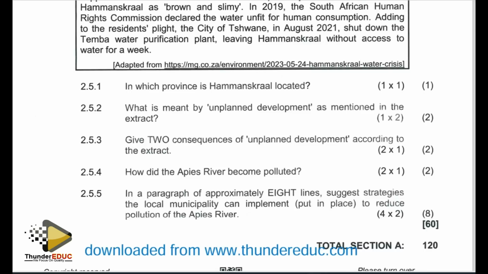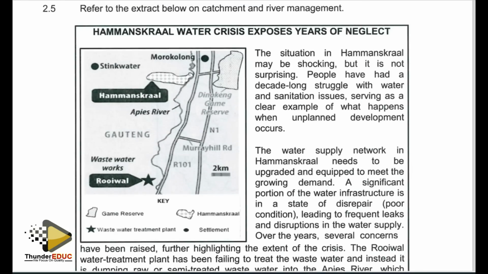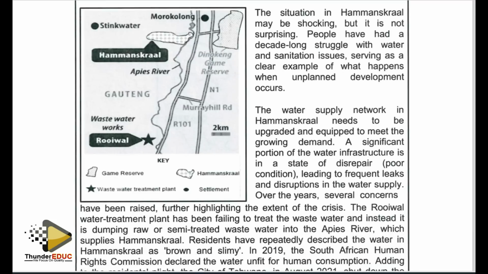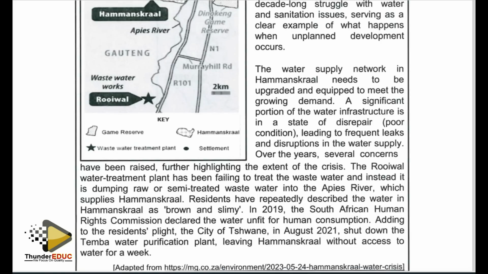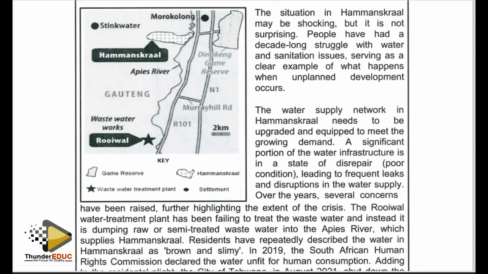Right, we go to question 2.5.2. What is meant by unplanned development as mentioned in the extract? The extract is talking of unplanned development. Right. We can safely relate this to a settlement. When we talk of unplanned development in settlement studies, what will we be referring to? Right. Let me try to figure out where the unplanned development part is falling under. Right. It says people have had a decade-long struggle with water and sanitation issues, serving as a clear example of what happens when unplanned development occurs.